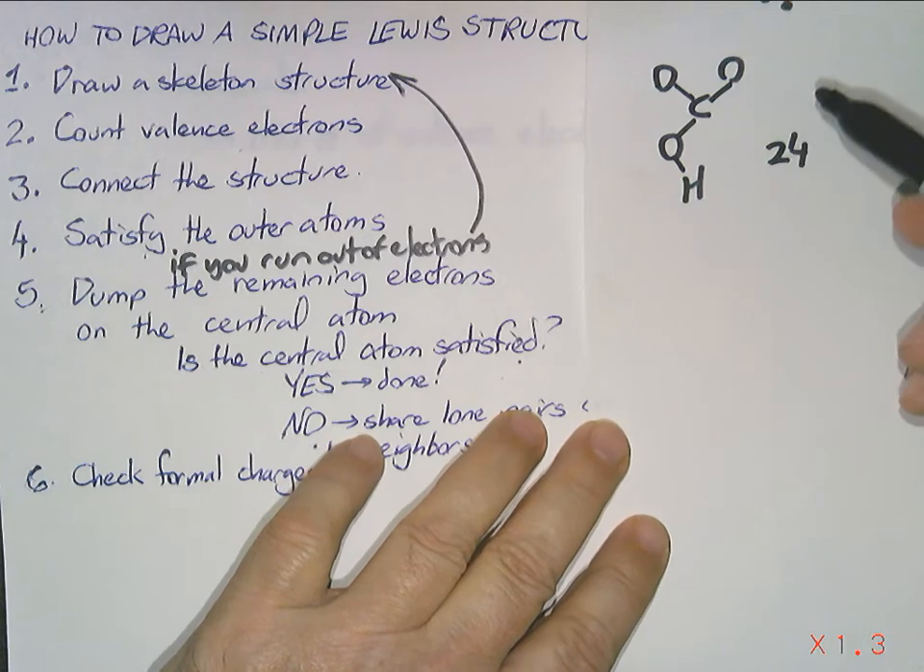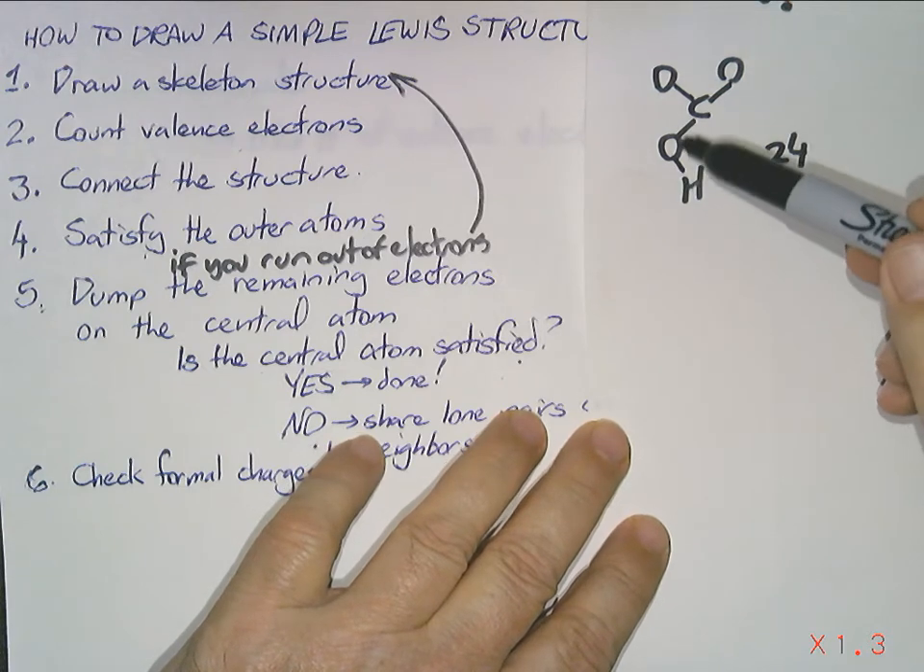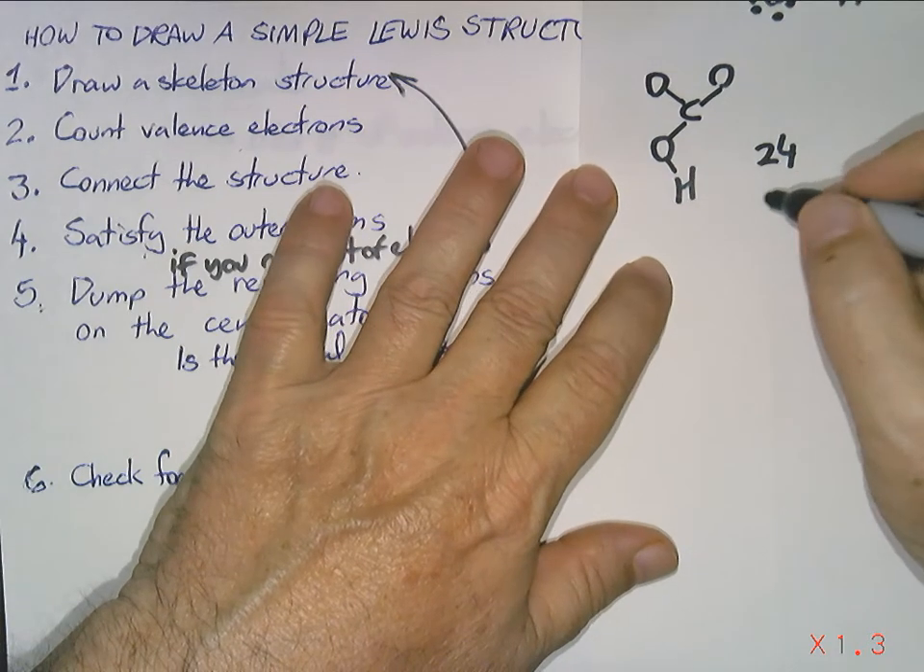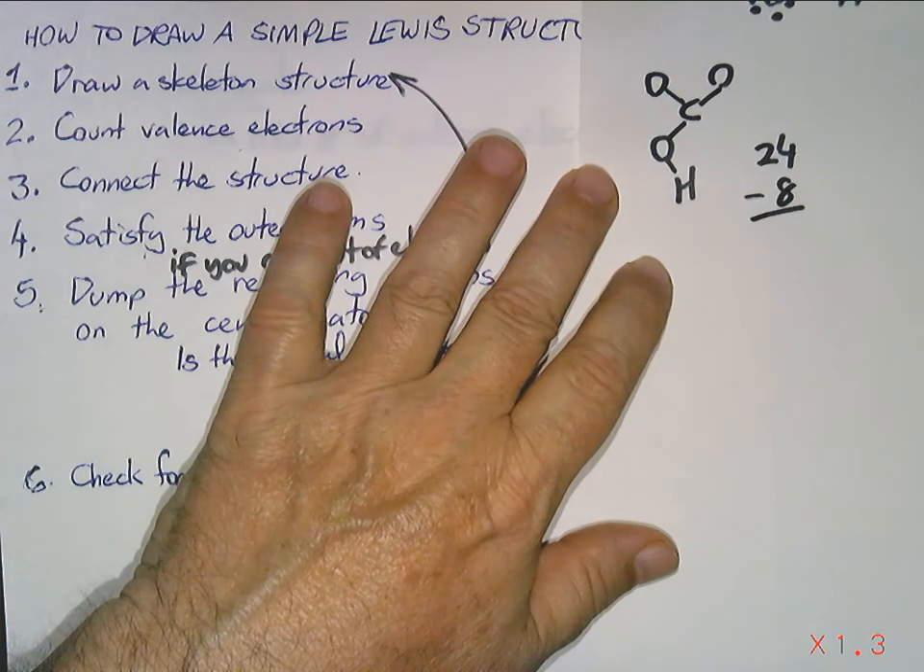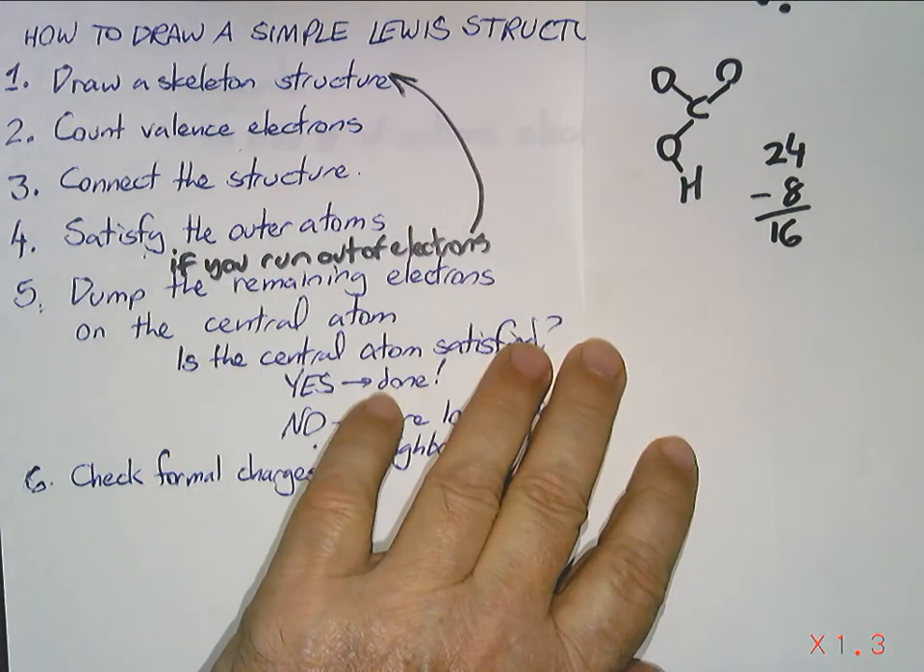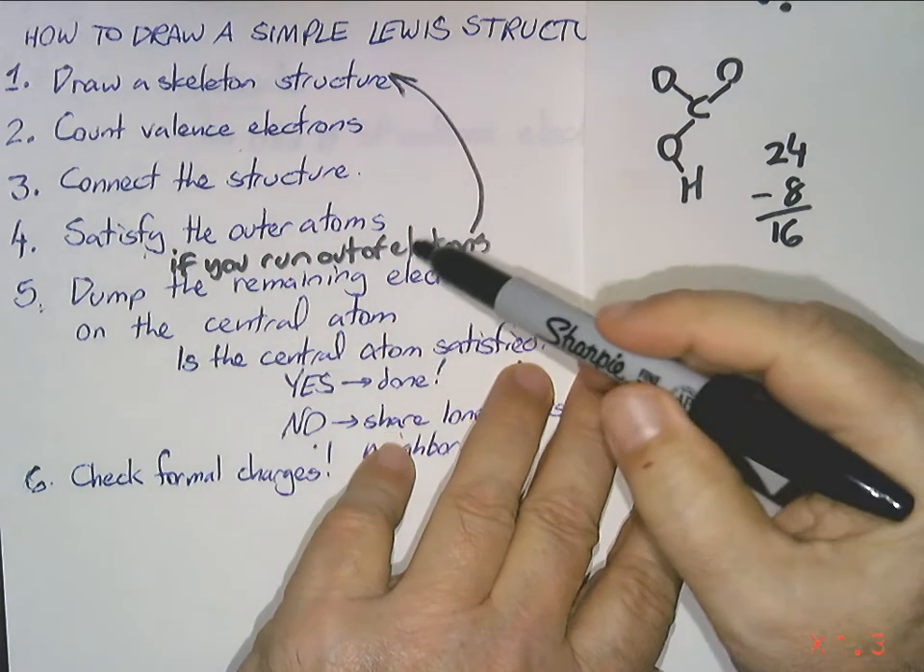How many electrons did I take away? 2, 4, 6, 8. It cost me 2 electrons to draw a stick. So 24 minus 8 is 16. All right. Now I can go on with the next step.